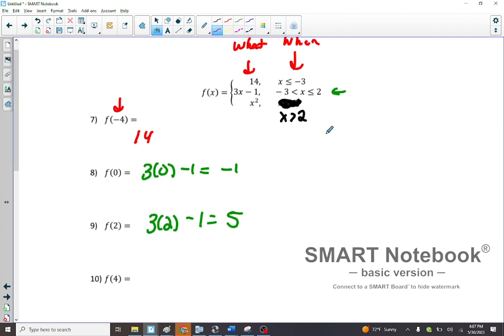For the last one, f of 4, that is bigger than x is 2, so I'm using the bottom column. So it's just 4 squared, which is 16.